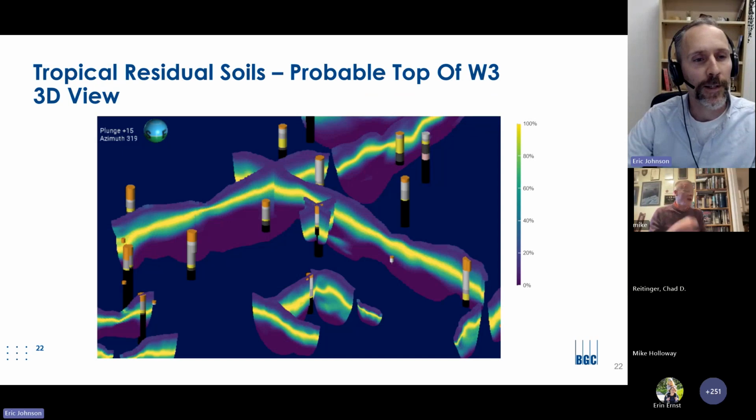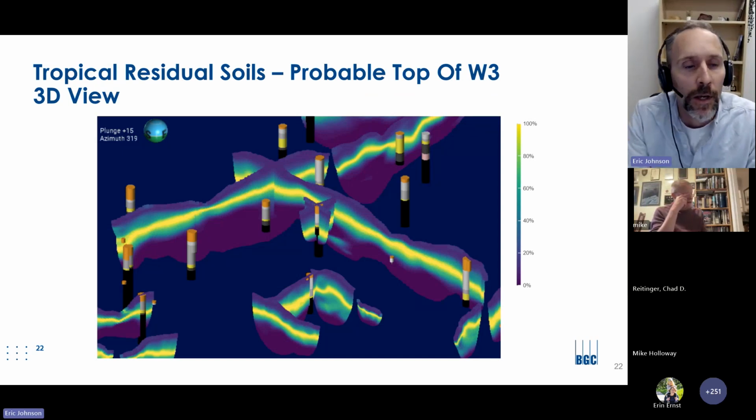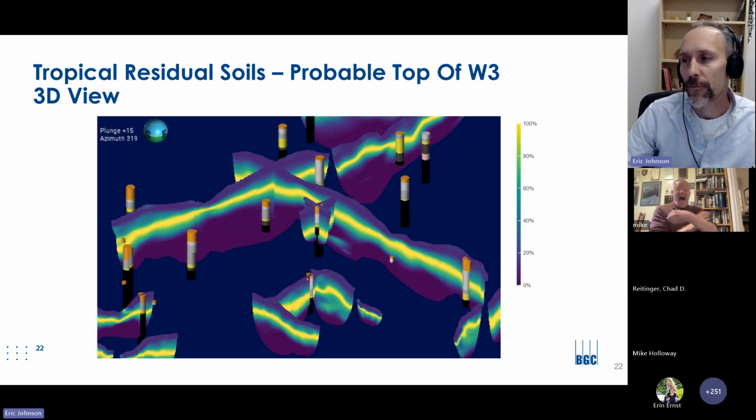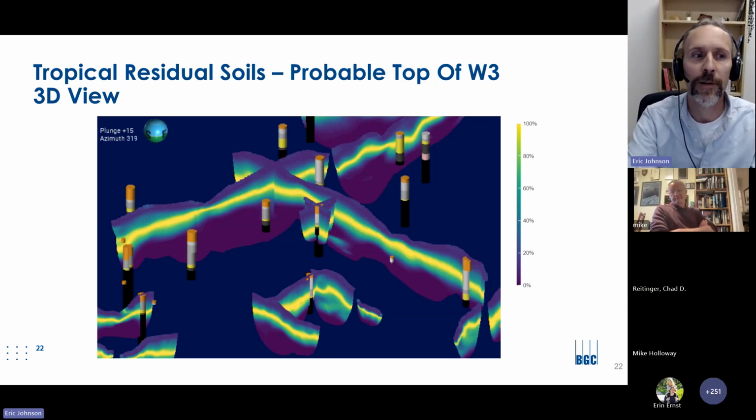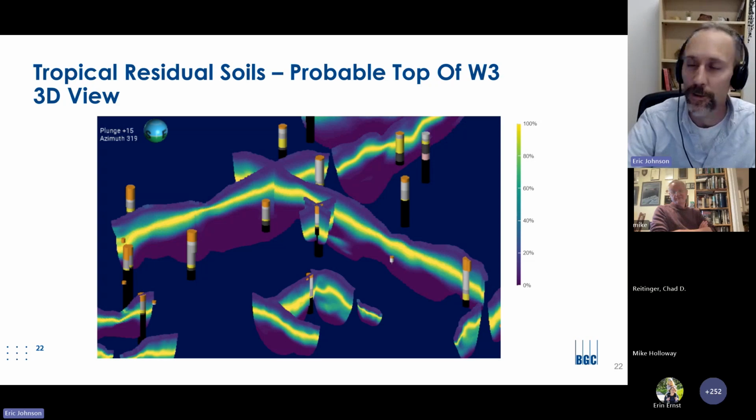Another way to visualize this is in 3D, where we are looking at the most likely location for the top of W3 across the entire site. This helps identify spatial trends in each contact across the site.